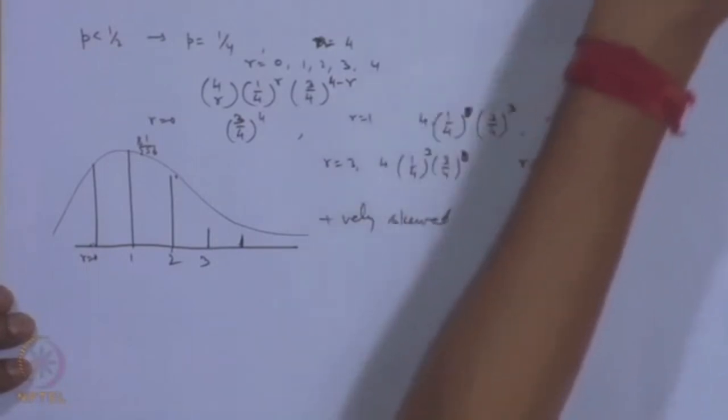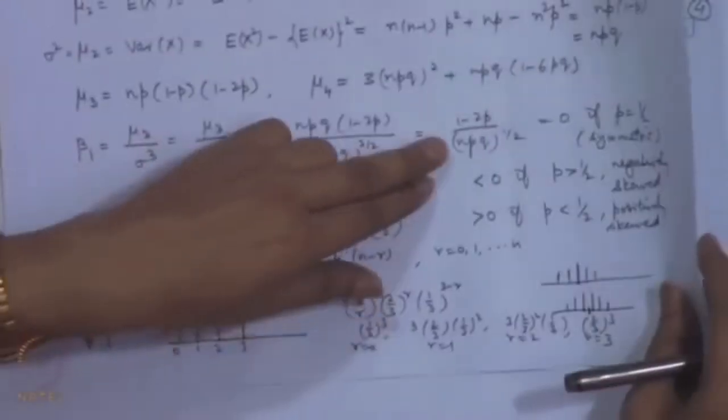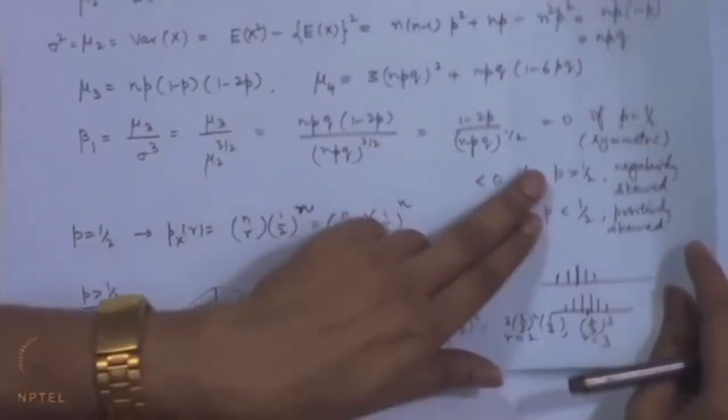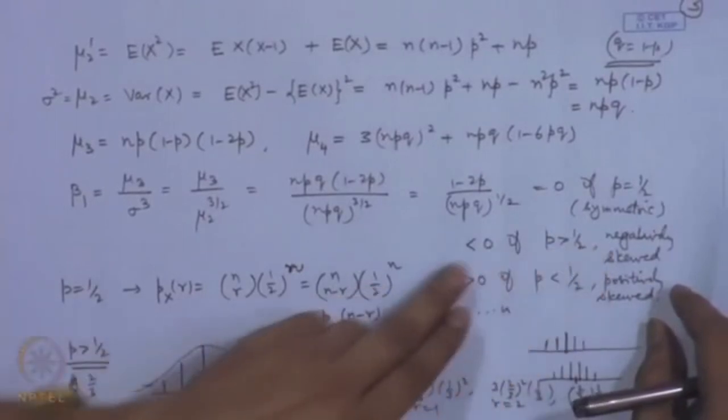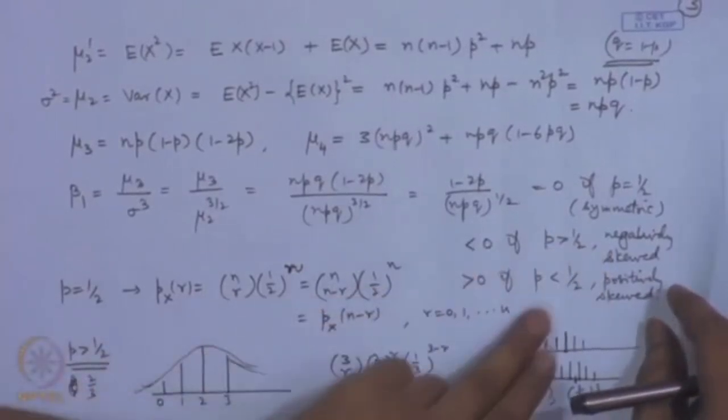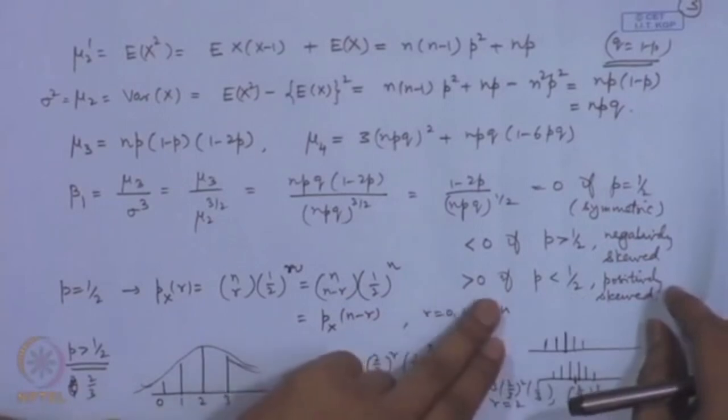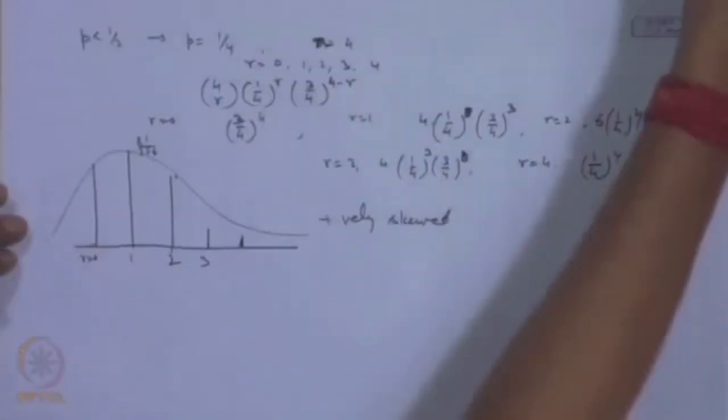So, this is confirmed from these calculations here. The exact result is: if p is equal to half, you have a symmetric distribution. If p is greater than half, the distribution is negatively skewed. If p is less than half, the distribution is positively skewed.